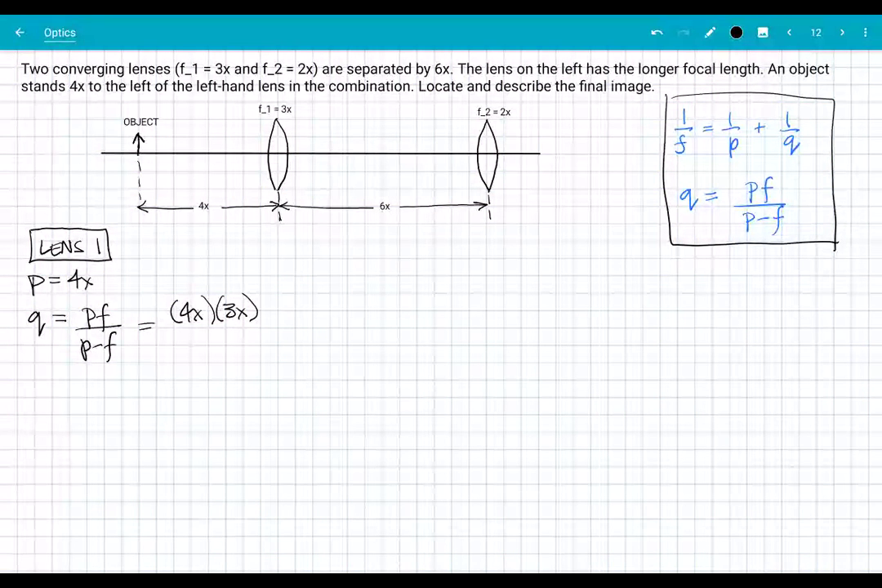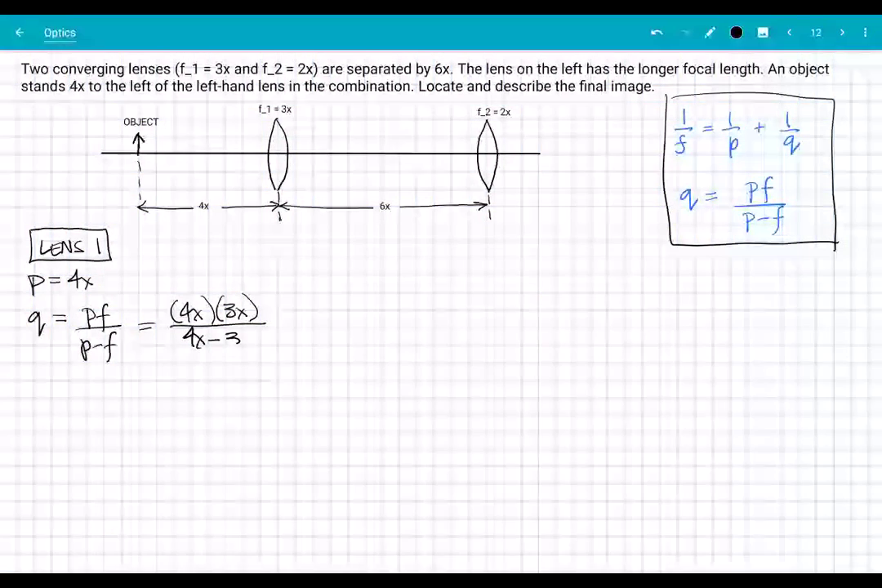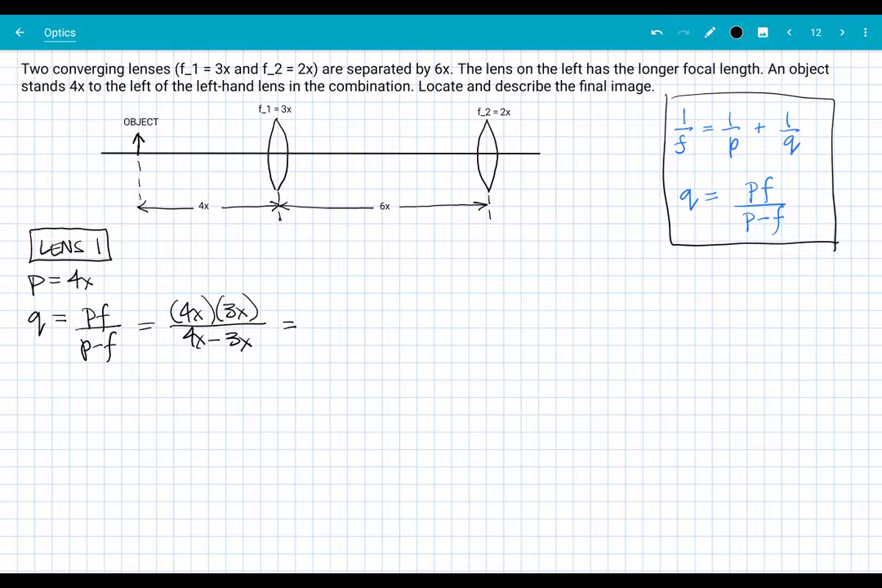So 4x, 3x, these are converging lenses. They have positive focal lengths. 4x minus 3x. So that gives me 12x. This is positive, right? So that means it's to the right of lens 1. So if this is 6x, that means I'm going to kind of do a jaggedy thing here. And I'll say, here's my image 1.